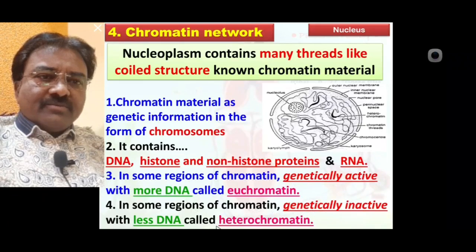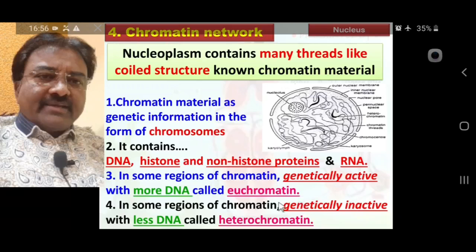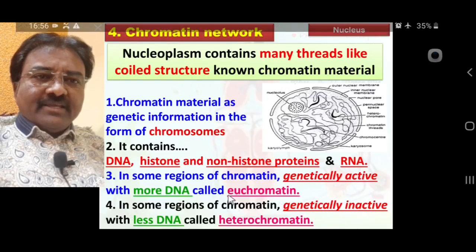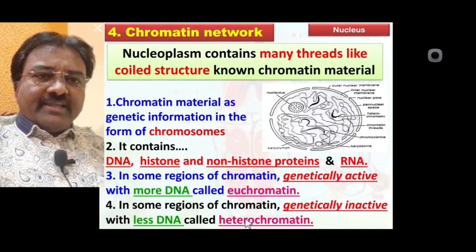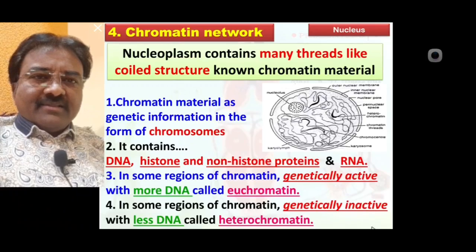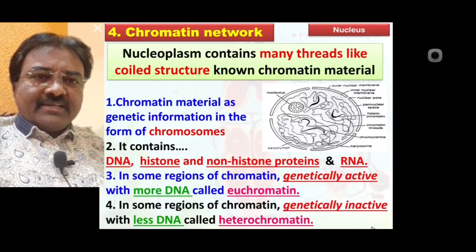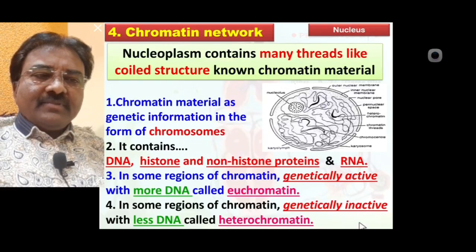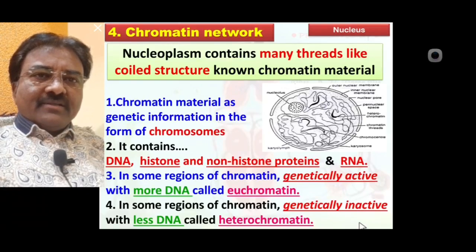Heterochromatin is also chromatin part genetically inactive because it contains less DNA. So this is the difference between euchromatin and heterochromatin. Up to this we discussed in detail a total of 4 different characteristic features of the chromatin network. Now we learn the function of nucleus.